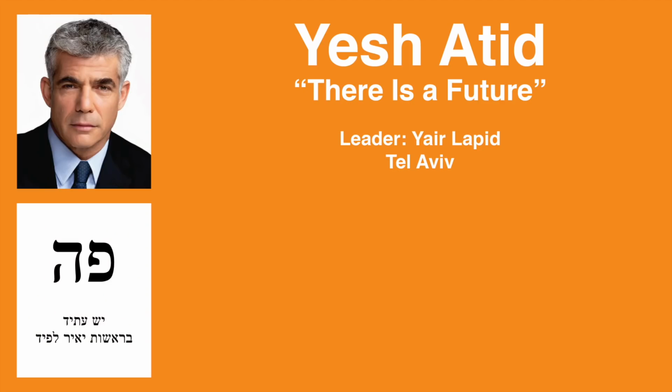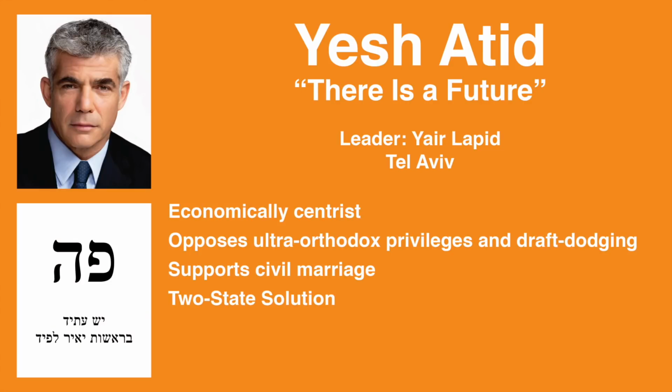Now, let's move on to the actual center, left, and whatever else. Currently, the most popular opposition party is Yesh Atid, led by Yair Lapid. To say that Yesh Atid is an economically centrist, anti-clerical party supporting a two-state solution would be accurate, but not very interesting, so instead I'm going to go into its history.